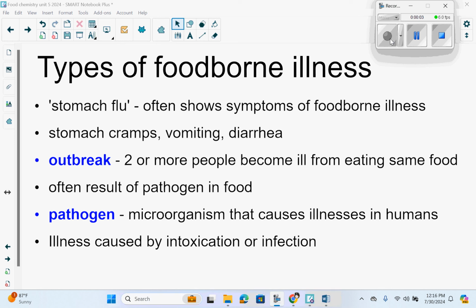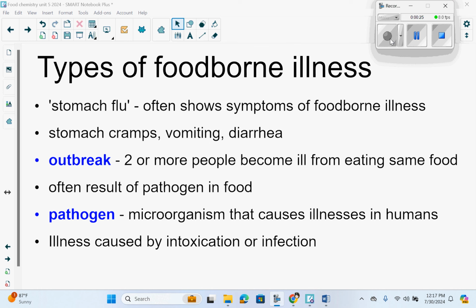This is Food Chemistry Unit 5. We're still in Chapter 18, Types of Foodborne Illness. The stomach flu often shows symptoms of foodborne illness. So symptoms like stomach cramps, vomiting, diarrhea could be a foodborne illness, not necessarily stomach flu.